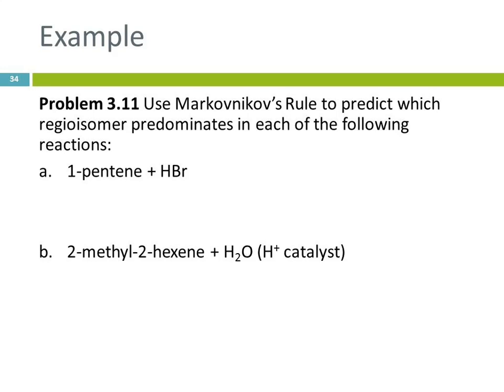So we need a structural formula, 1-pentene. Let's do this one as a condensed structural formula. So we've got 5 carbons, and the double bond is going to be between the 1st carbon and the 2nd carbon. So that 1st carbon is going to have 2 hydrogens on it. 1, 2, 3, 4, 5. This carbon is going to have 1 hydrogen. This is going to have 2, and then 2, and 3. This carbon has 2 hydrogens. This carbon has 1. We're adding hydrogen bromide.